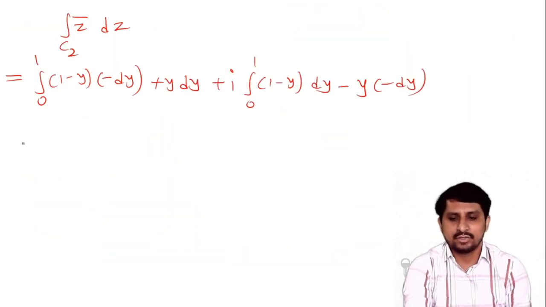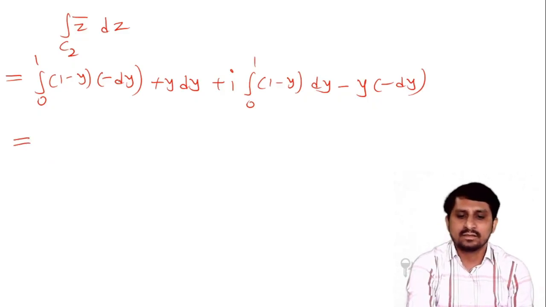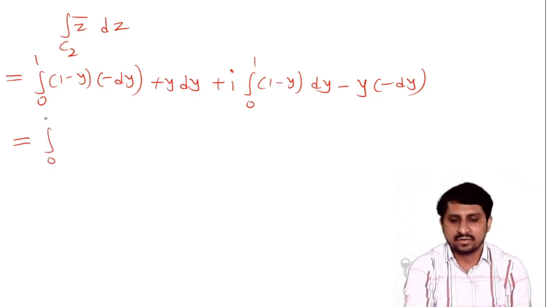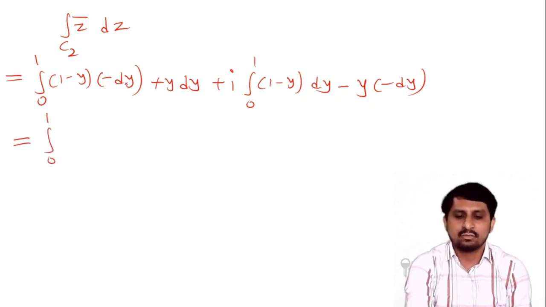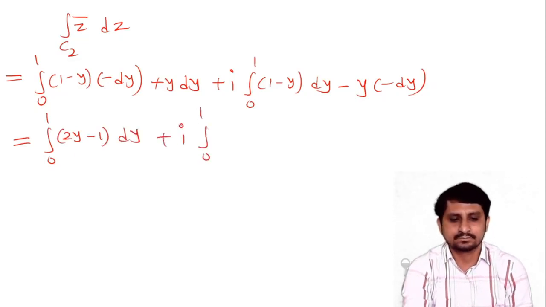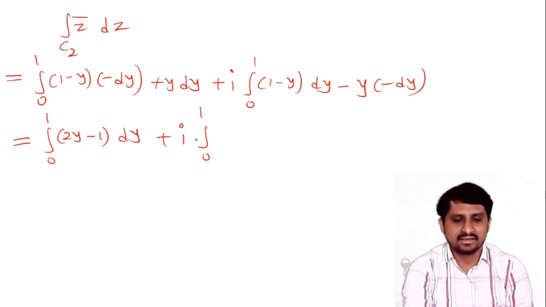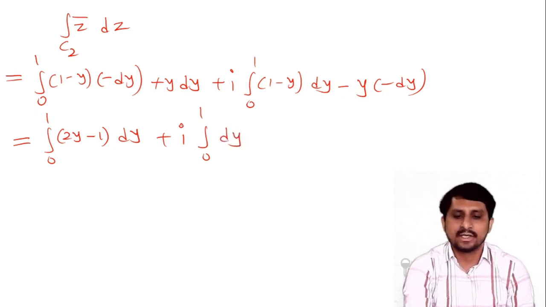Now you can first of all simplify. Integration from 0 to 1, 1 into minus dy, this is plus y plus y. So finally we have (2y minus 1) dy plus i. Here you can see that this is minus y and this is plus y, so that will cancel out. Only we have 1. So plus i integration 0 to 1 dy.